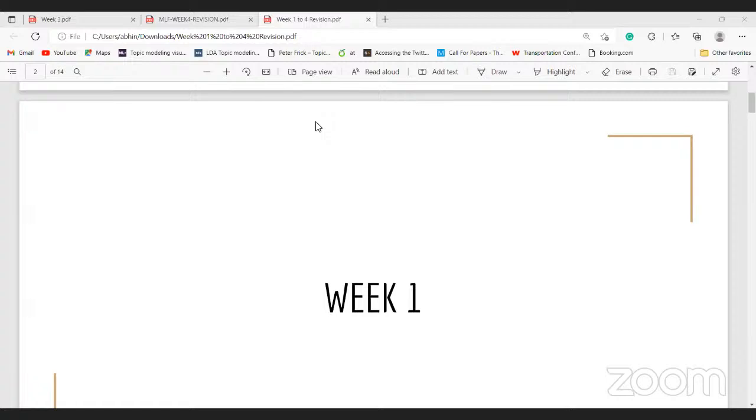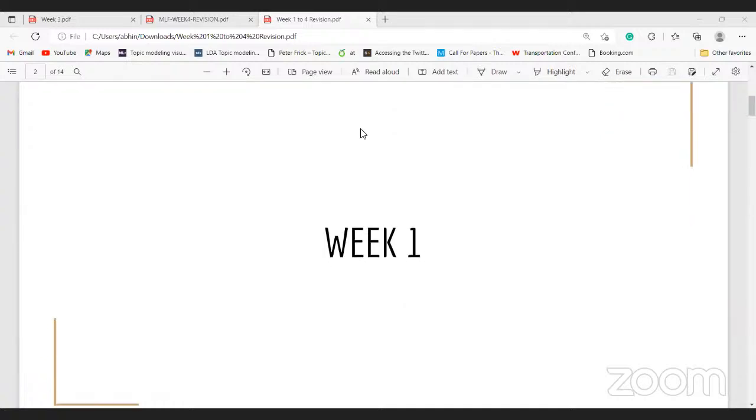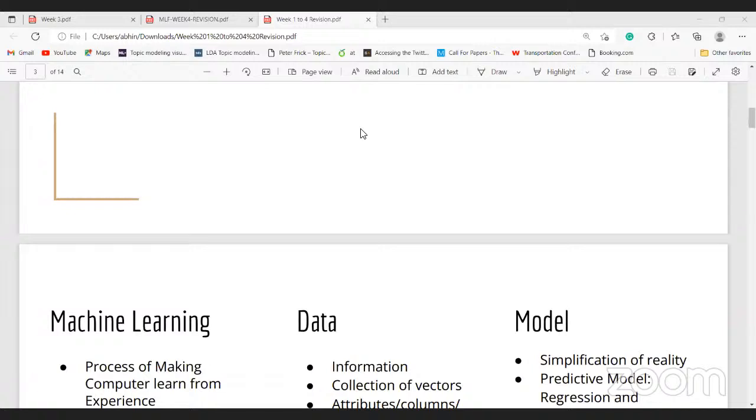So it forms the basic fundamental building blocks of machine learning, which will be used in upcoming courses in general and machine learning applications. As you move ahead in your careers, you will be using all these things knowingly, intentionally or unintentionally. So let's start with week 1.